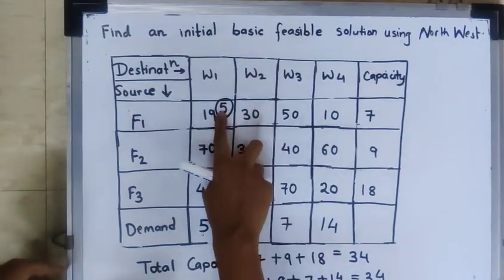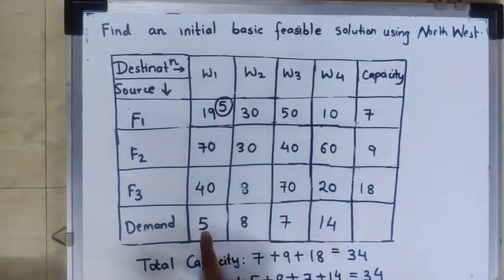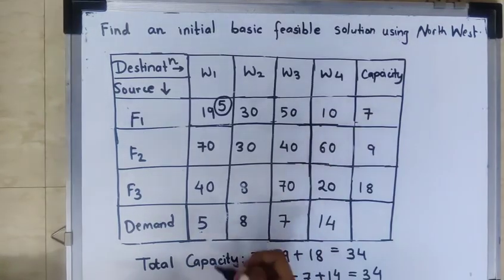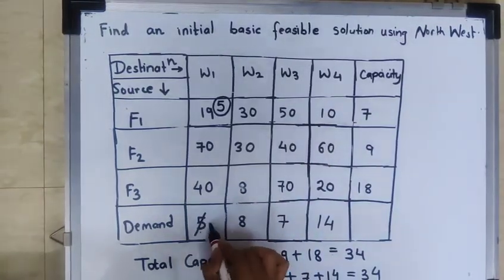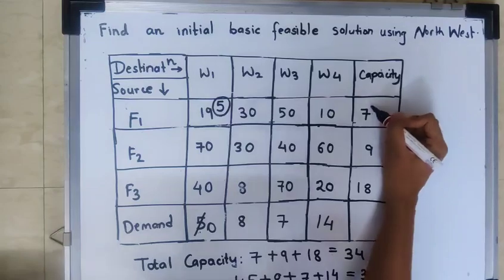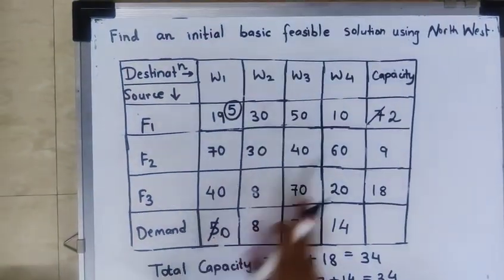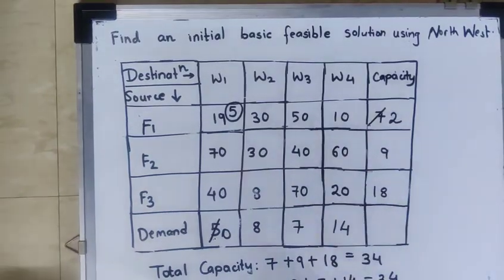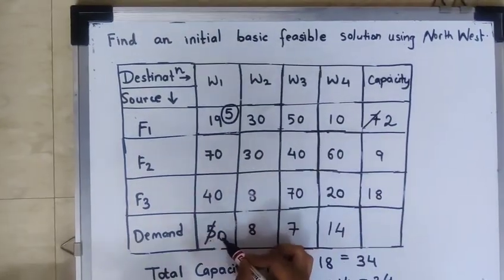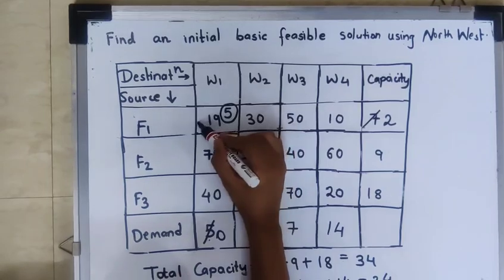After making an allocation, we are going to subtract that number from both sides. So 5 minus 5 turns out to be 0 and 7 minus 5 will be 2. Now whichever row or column becomes 0, we are going to eliminate it. So now we will eliminate this column.